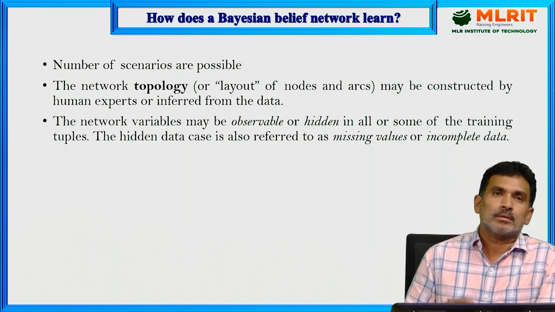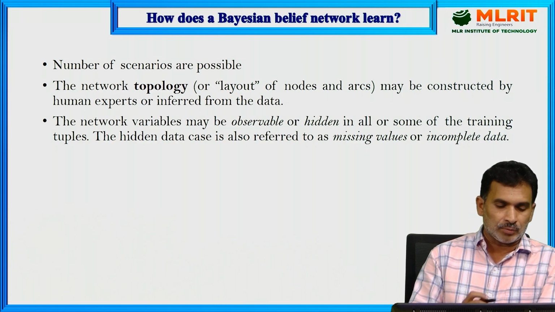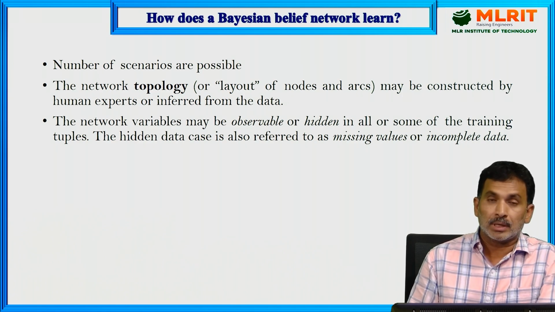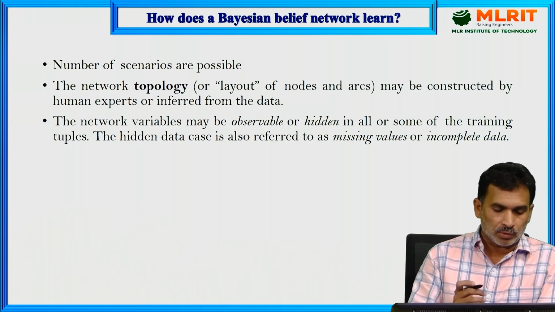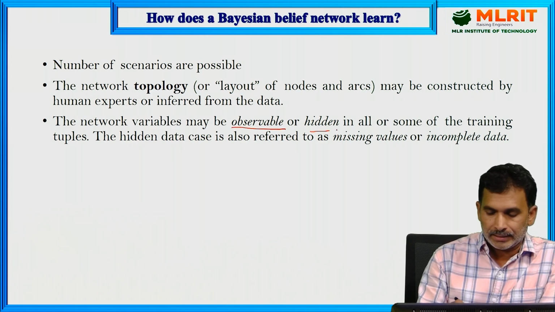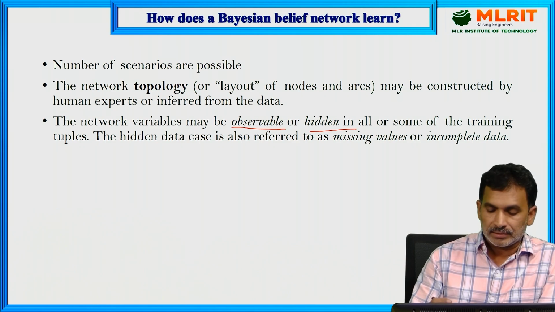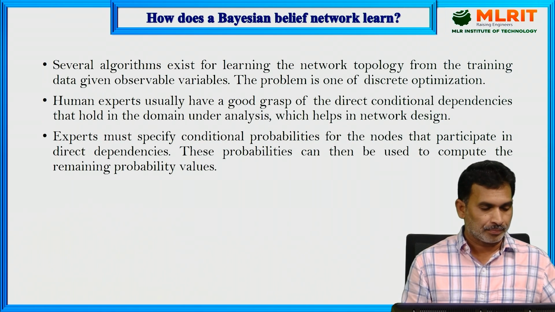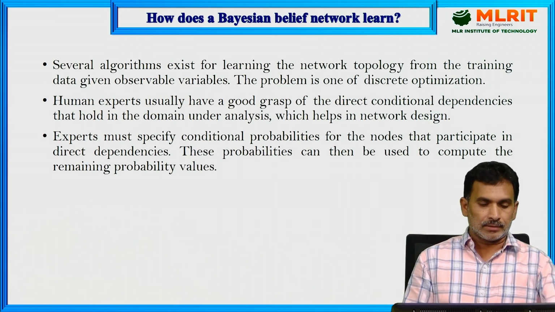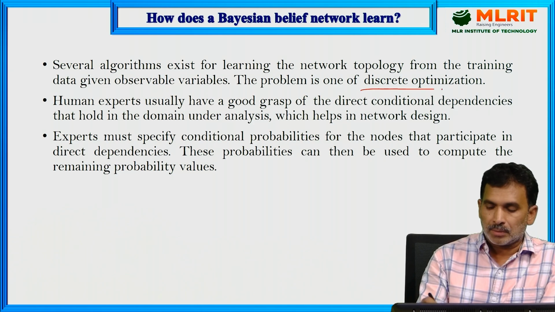There are many possible scenarios for training Bayesian belief networks. Mainly, the network topology, or the layout of nodes, may be constructed by human experts or inferred from the data. The network variables may be observable or hidden in some of the training tuples. The hidden data case is also referred to as missing values or incomplete data in Bayesian belief network training. Several algorithms exist for learning the network topology from training data given observable variables. The problem is one of discrete optimization.